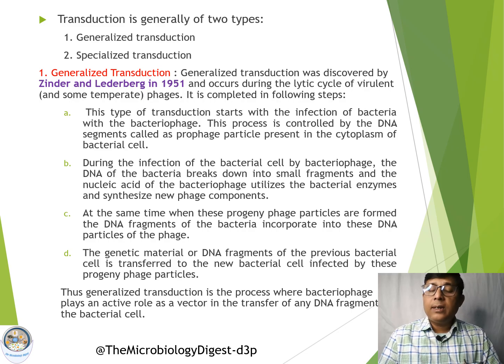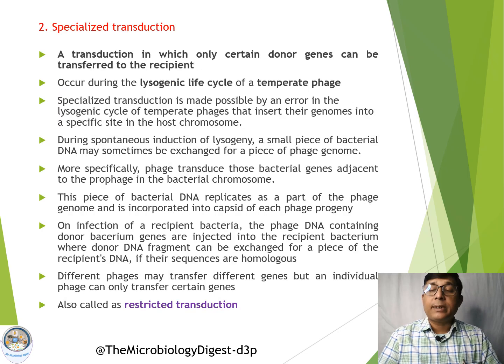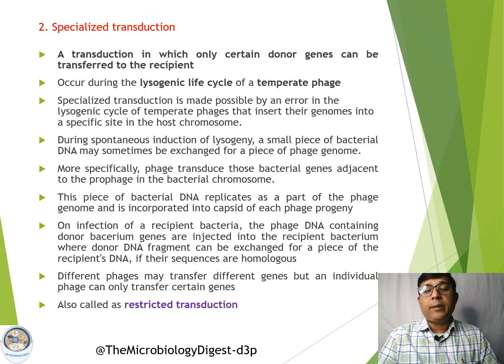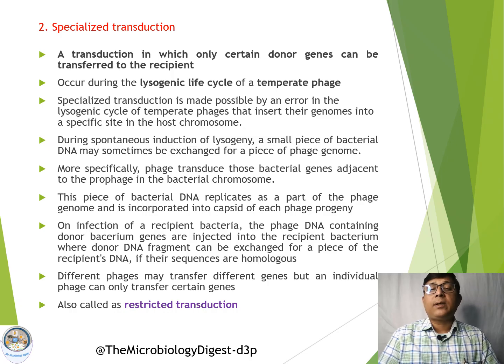Okay, so the next type of transduction is the specialized transduction. Here, only certain parts or certain donor genes can be transferred to the recipient. It is highly specific. A specific portion of the DNA will be transferred from one bacterium to another. This is also mediated by phages, but in this case, the other life cycle of bacteriophage is used, that is the lysogenic life cycle in case of the temperate phages.